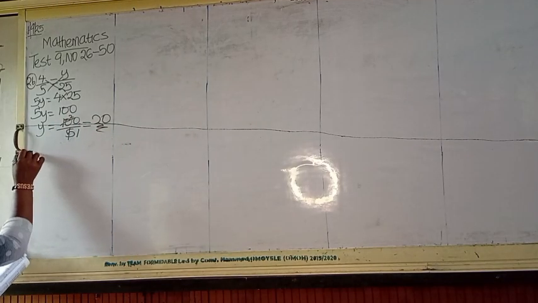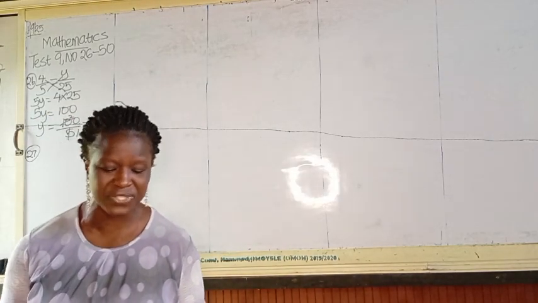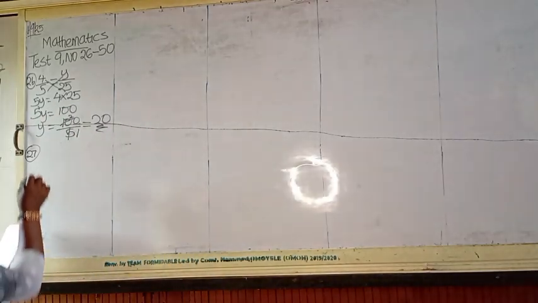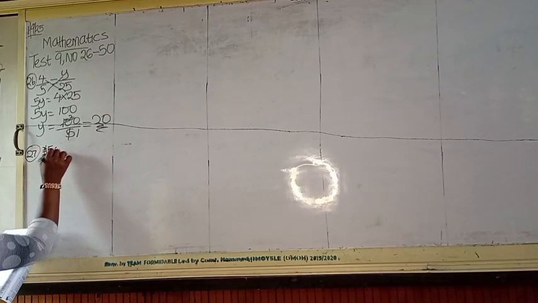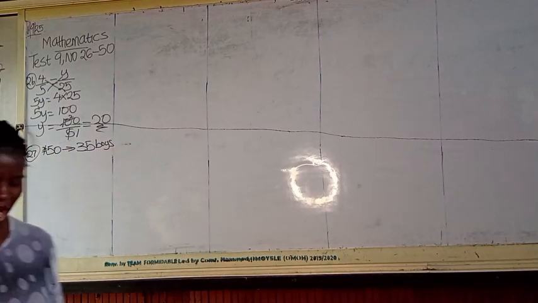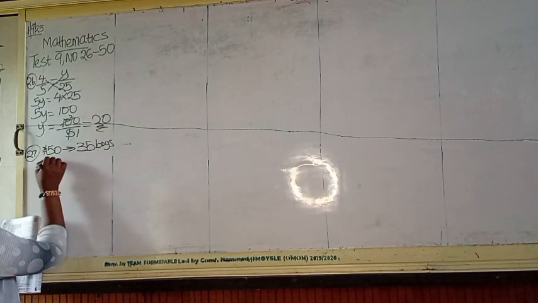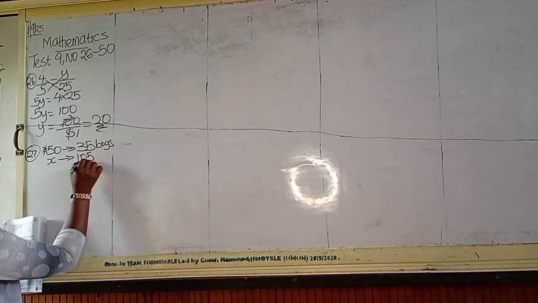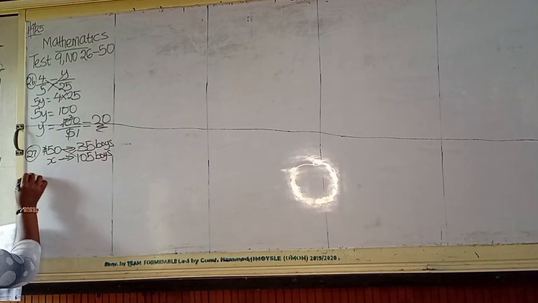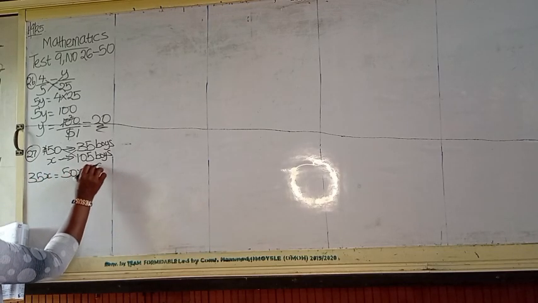Number 27 question. The question says, in a boarding house, an amount of 50 naira per day is spent on feeding 35 boys. Let's take it one by one. 50 naira per day to feed 35 boys. So the question now is, how much money is needed per day to feed 105 boys? We don't know how much is needed to feed 105 boys. The same thing we have done here. Let's cross multiply. So it means we are having 35s is equal to 50 times 105.